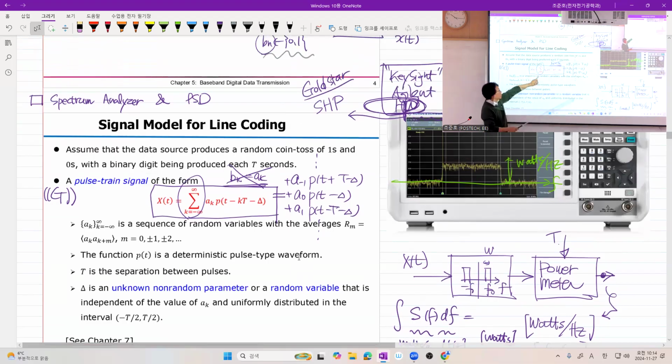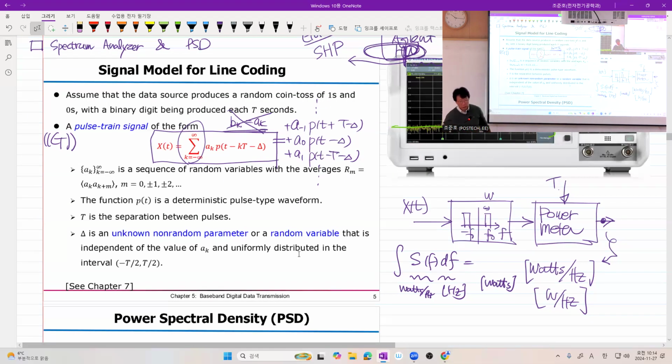given this model, with some probabilistic modeling on this A sub k, we can derive the power spectrum of this capital X of t in terms of P of t and capital T. This is important. And also the characteristic of A k. Fortunately, in many digital communications, this encoded version of our message bit sequence has a nice property. A sub k plus 1, k plus 2, A sub k minus 1, they are random variables, and sometimes they are uncorrelated.